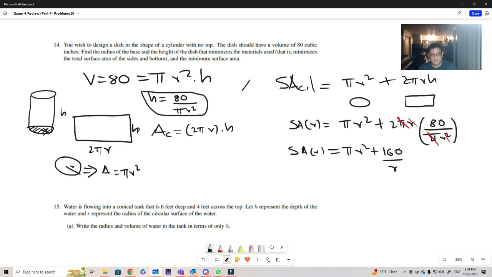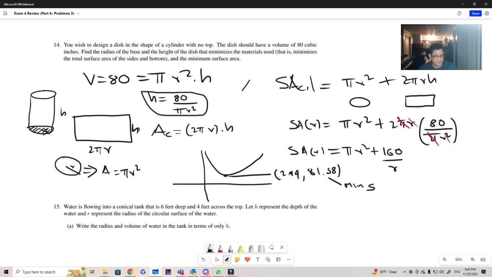Now, you can check in Desmos for, again, what this function is going to provide, and you're going to find that this is a function like this, and it's going to have a minimum that comes at the point 2.94, 81.50. And so from that, we can find what the minimum surface is, which is this one. So this is the minimum surface, and this is the minimum radius that we're going to find out.